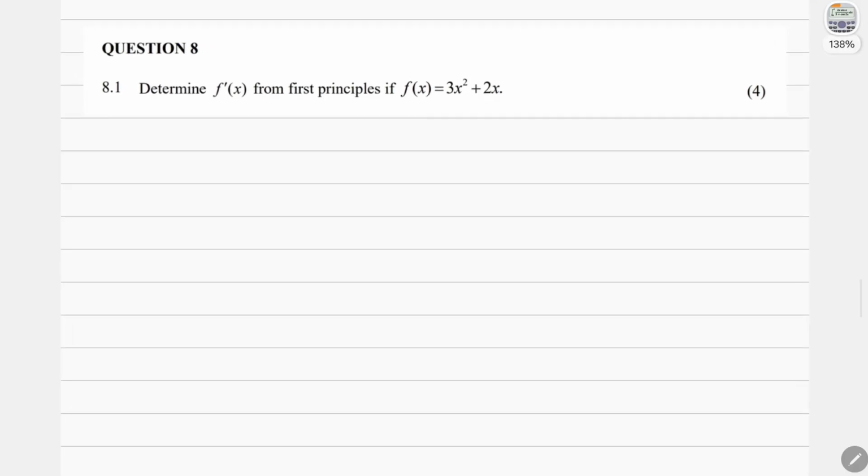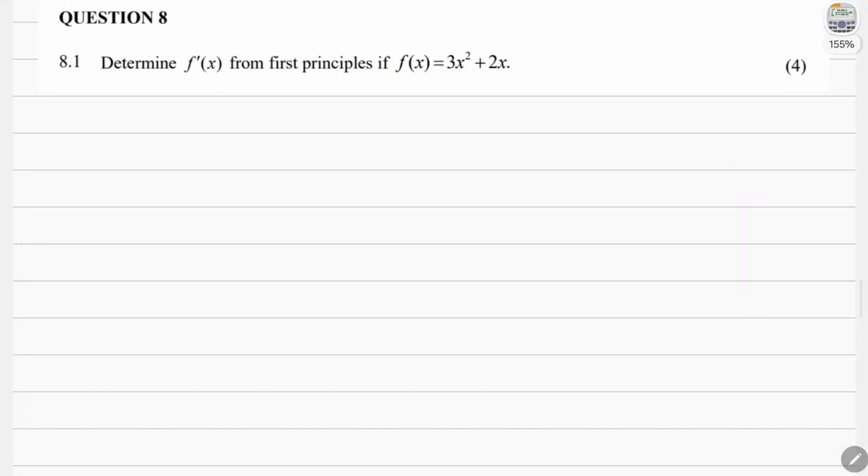Question 8.1 says, determine f prime of x from first principles if f of x is equal to 3x squared plus 2x. So using first principles, we know that we need f of x plus h. So let's get that first. It's f of x plus h, meaning wherever you see x, replace it with x plus h. So this is 3, and there's x, so it's x plus h all squared, plus 2, and again, x plus h.